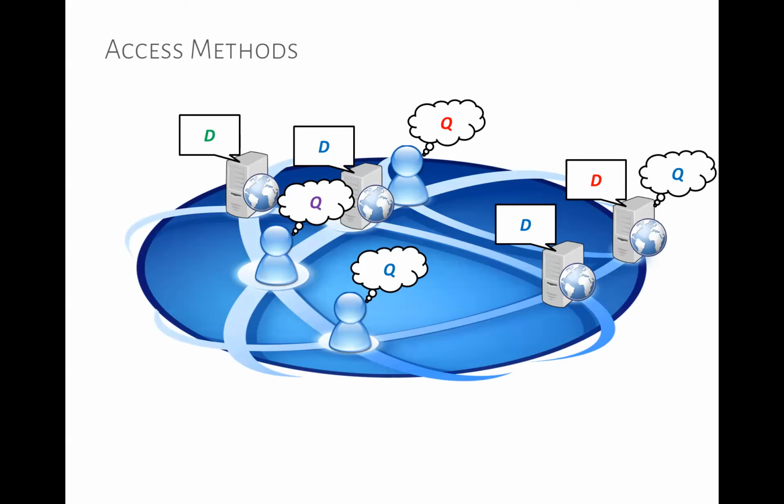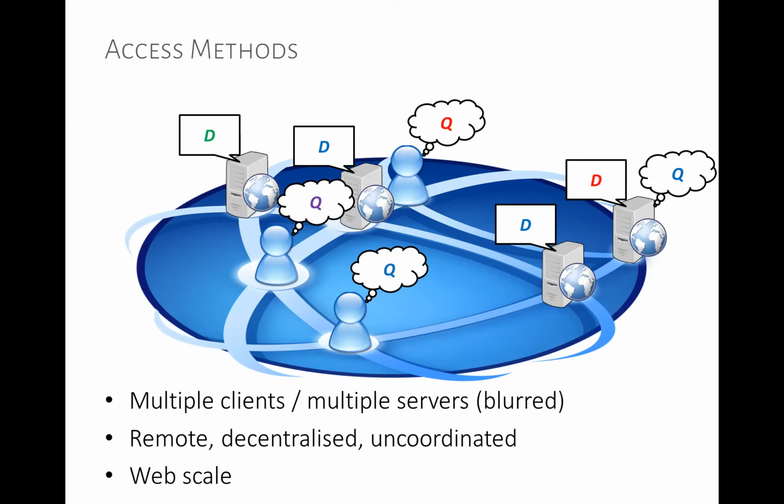And the question then is, how do we optimize queries? How do we resolve these sorts of problems in an efficient way? How can we get all of these clients and servers to work together to solve the queries that they have in as efficient a way as possible? So we have a remote, decentralized, uncoordinated environment, and we have this sort of web scale. So this is also an interesting problem.